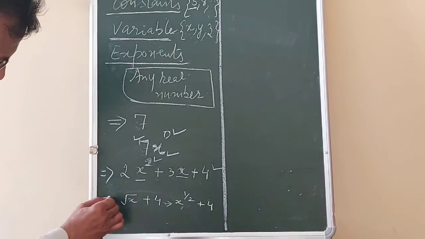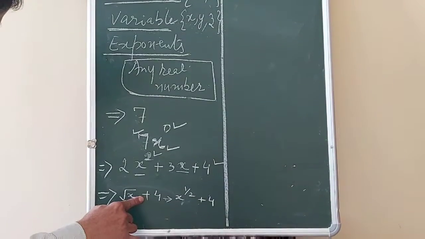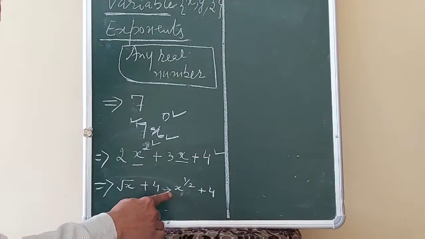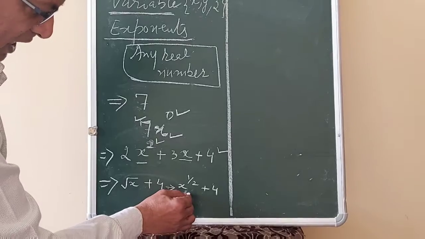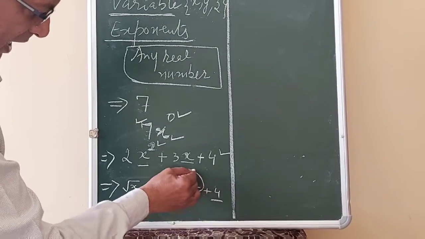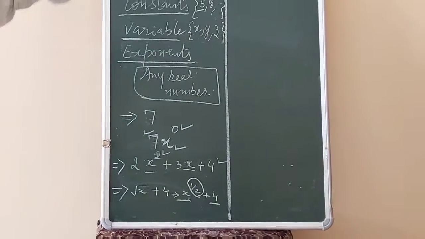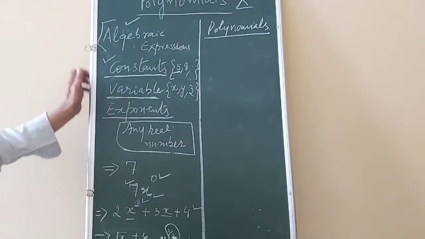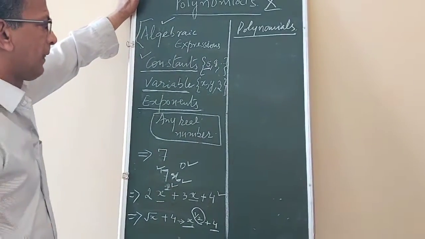One more example, root x plus 4. It can be written as x raised to the power half plus 4. So here I used the constant, the variable and the exponent, and the exponent is 1 upon 2. So what is the difference between the algebraic expression and the polynomial? Polynomial is a part of algebraic expression.